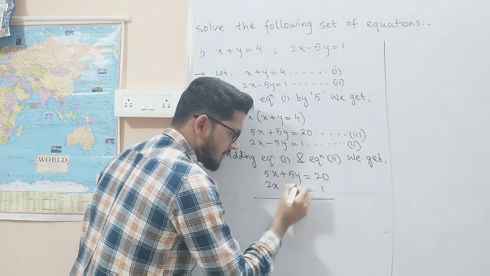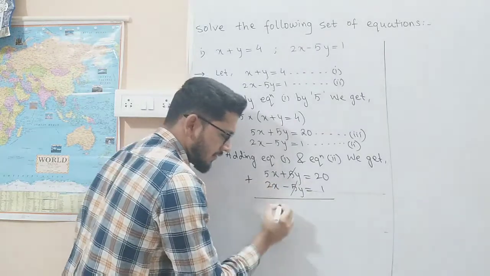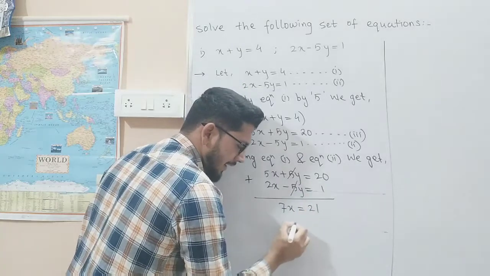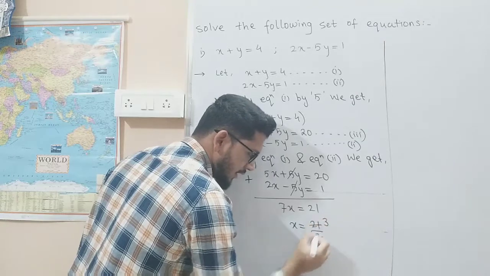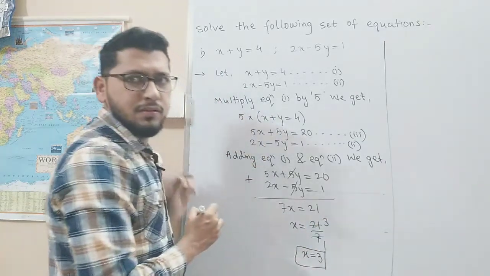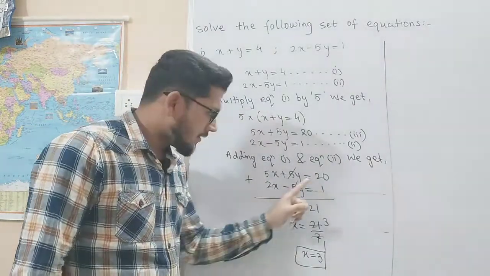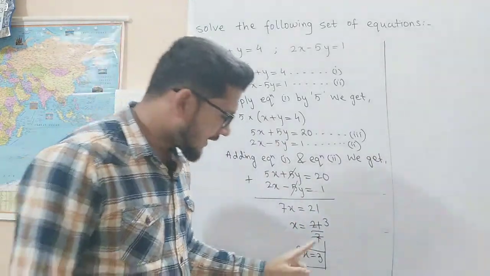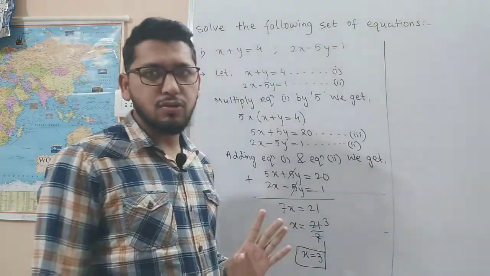When we add these equations, minus 5y plus 5y gets cancelled, 5x plus 2x is 7x, equal to 20 plus 1 is 21. Then x equal to 21 upon 7. 7 ones are 7, 7 threes are 21. What will be the value of x? We are getting x equal to 3. Yes or no? 5 plus 2 is 7x, 20 plus 1 is 21, then x equal to 21 upon 7. When you divide it, 7 ones are 7, 7 के डबल में 21 आता, 7 threes are 21. We'll get x equal to 3.